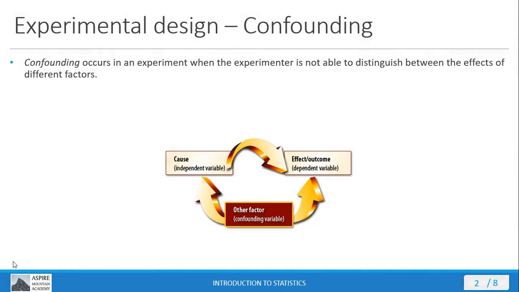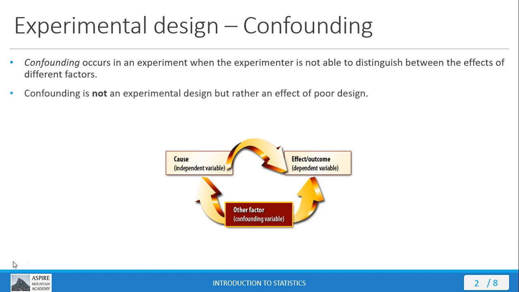In the previous mini-lecture, we discussed different features of good experiment design, as well as the different types of statistical experiments. Now we're going to discuss different considerations you want to have when designing your statistical experiment. One such aspect is called confounding. Confounding is where you have a situation and you're not able to distinguish between the effects of different factors. This is not an experimental design per se. Rather, it's an effect of having a poor experimental design.